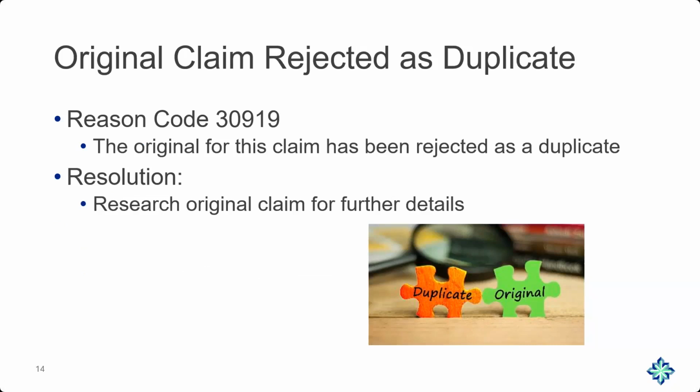Claims that have been rejected as duplicates cannot be adjusted. If an adjustment is set up off of one of these claims, it's going to receive reason code 30919. Now, in this situation, you're going to need to search for the original claim. Does the claim need corrections made? Was the original already adjusted? These are things that you're going to need to determine before you're going to be able to take your next steps. If you find that the original claim needs to be corrected and an adjustment has not already been created, then you're going to want to create an adjustment off that original claim and using the correct DCN.